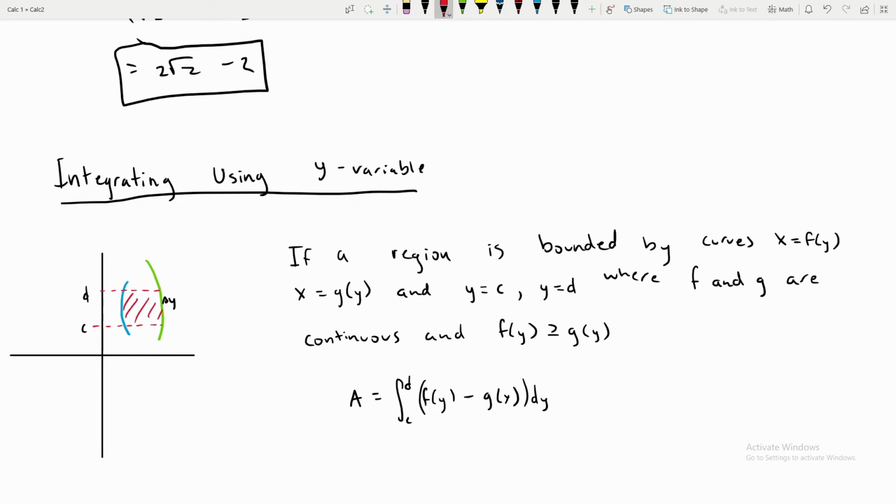Then this area right here, all of this is going to be represented by this integral, and essentially it's the same thing. However, now we're just going to be using the y variable, so it's going to be f of y minus g of y, and then all of this is going to be integrated with respect to dy.